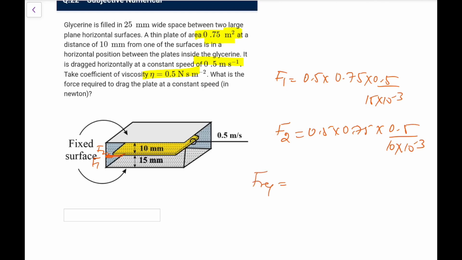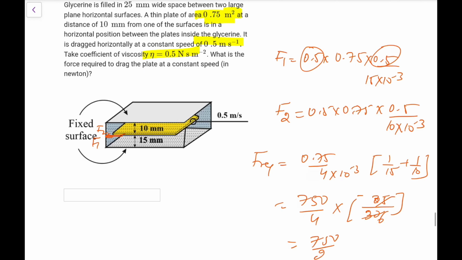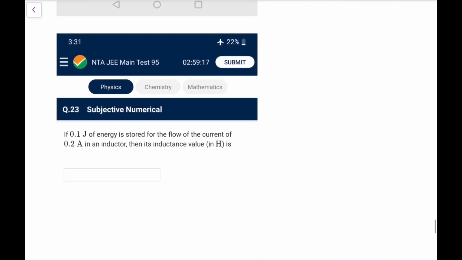So the force required would be F1 plus F2. Doing the calculation, 0.5 into 0.5 is 1 by 4, so 0.75 by 4 into 10 raised to power 3 times (1 by 15 plus 1 by 10). Taking 750 by 4, the LCM of 15 and 10 is 30, so 2 plus 3 gives 5 over 30, that is 1 by 6. So this is 750 by 24, which is 31.25 Newton. Nice question it was. Next one.